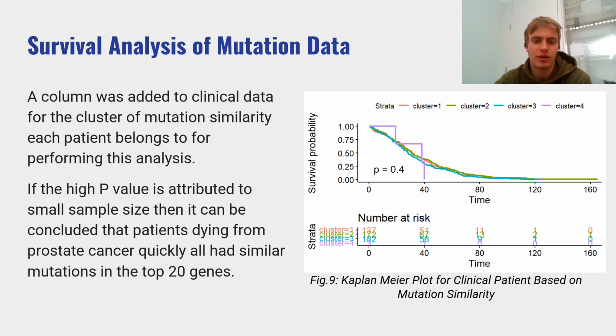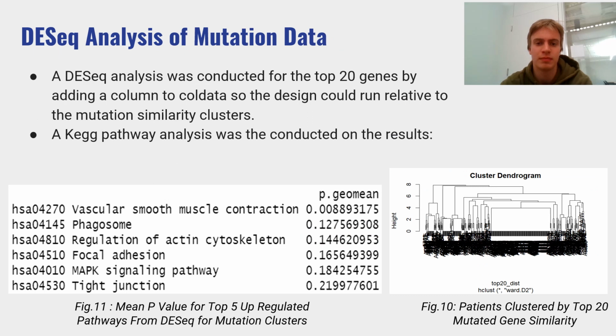We then clustered all of the clinical patient data according to which of the top 20 mutations were shown for that patient. With those clusters, we performed another survival analysis on that clinical patient data using the clusters obtained from the mutation data. There was a high p-value, indicating no statistical significance, unless the high p-value is attributed to the small sample size. Then it can be concluded that patients dying from prostate cancer quickly had all similar mutations in the top 20 genes.